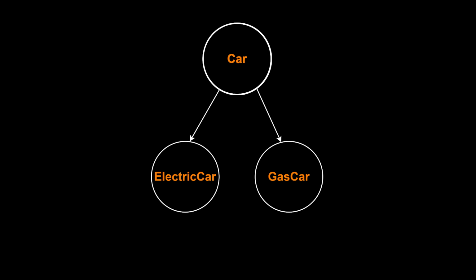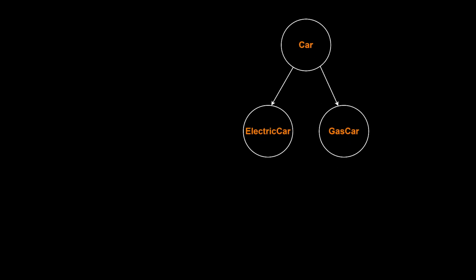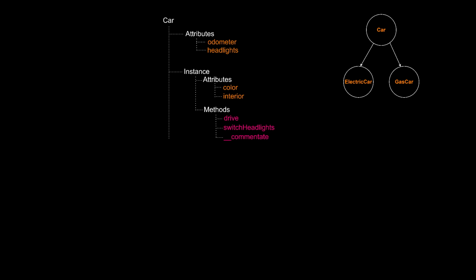What does inheriting mean? It means that they take the attributes or the characteristics of their parent class. So we would take everything that is common to both types of cars and put them in the parent car class. And then everything that is different we'll leave for the specific electric car or gas car classes. So the parent car class has all the common items like odometer, headlights, color, interior, drive, switch headlights, and the commentate method. And I'm also leaving out the items that really don't help explaining inheritance for this video.